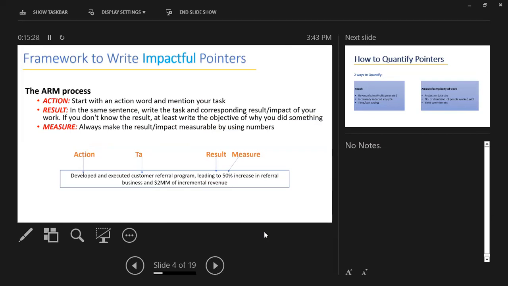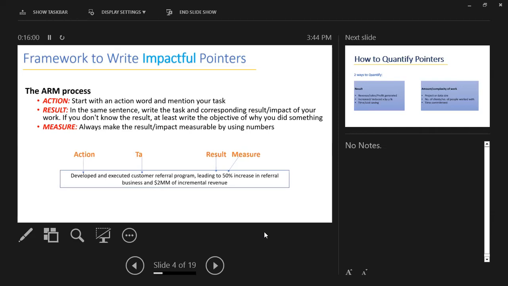This formula was basically given by Google, which is also called XYZ, where X stands for the result, Y stands for the measurement, and Z stands for the process or the approach. So when you are talking about something, you should think about what action you took and what the result of that was. And how do you measure that particular result?